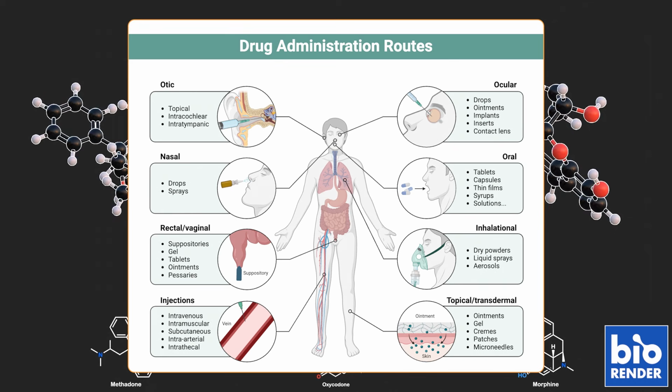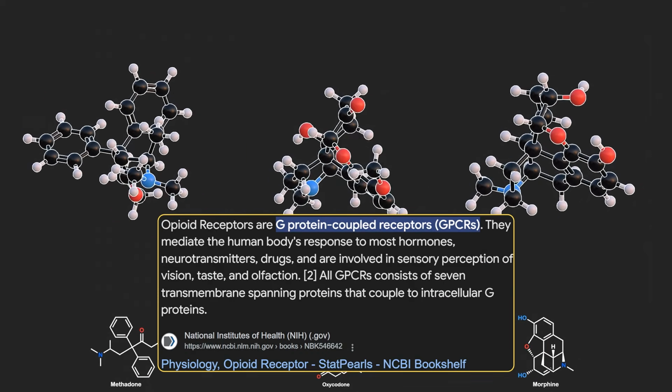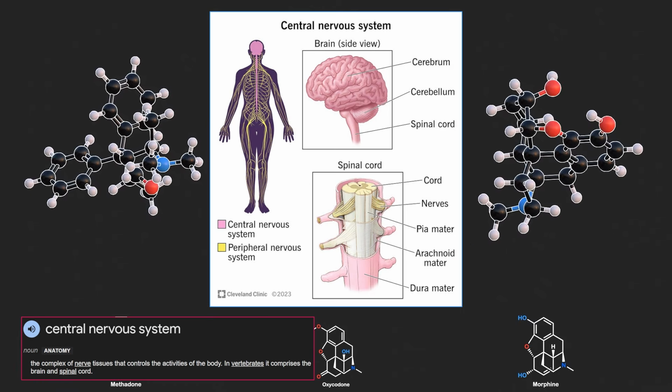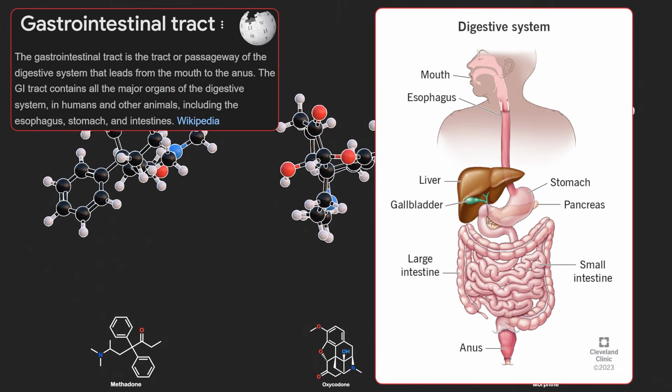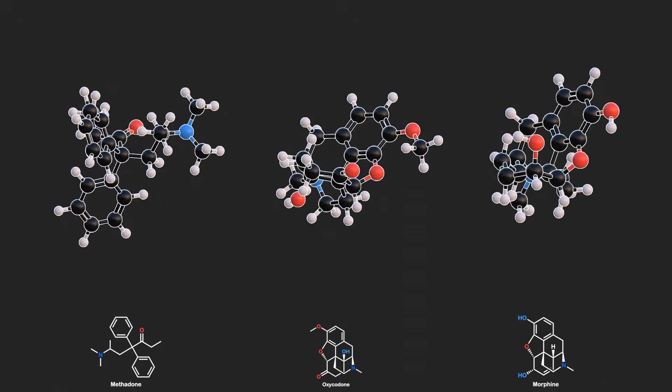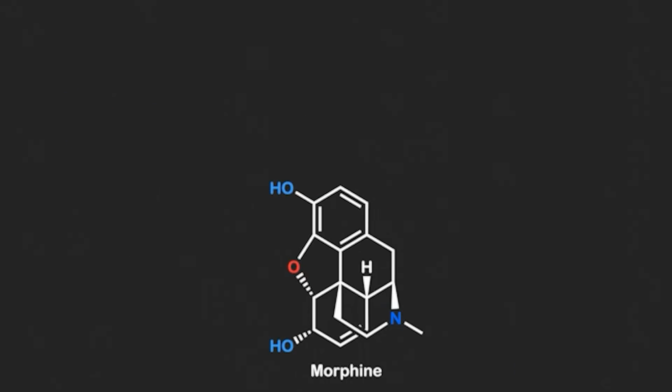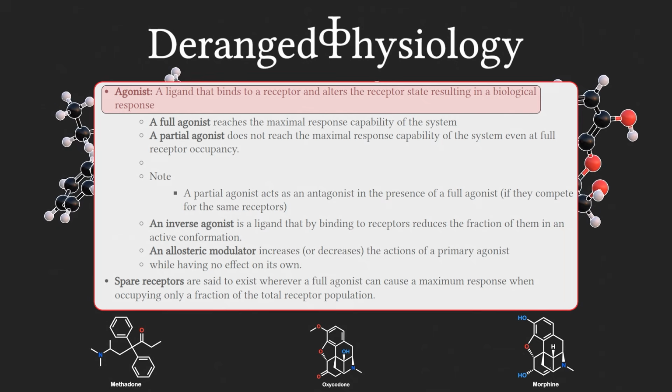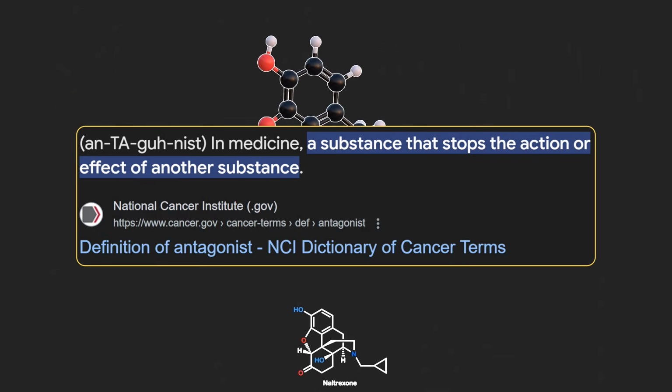Opiates work in the body by binding to opiate receptors, such as the mu-opioid receptor, found in the central and peripheral nervous systems, along with the GI tract. Different opioids will have different effects on these receptors. For example, methadone, oxycodone, and morphine act as full agonists, while others such as naltrexone act as antagonists.